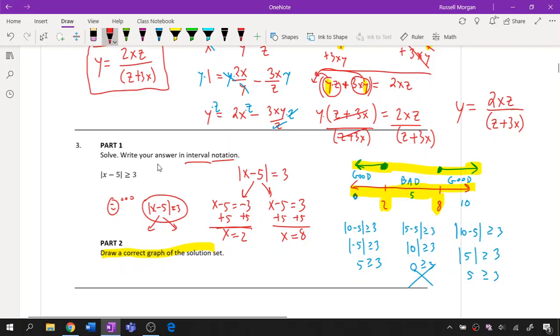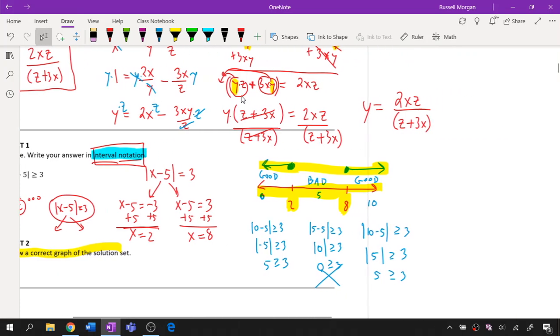Now, what is the actual interval notation answer? We were supposed to do interval notation. Well, let's write that answer off to the side here. Inequality notation would be like this. It looks like x could have equaled 2 or less than 2.